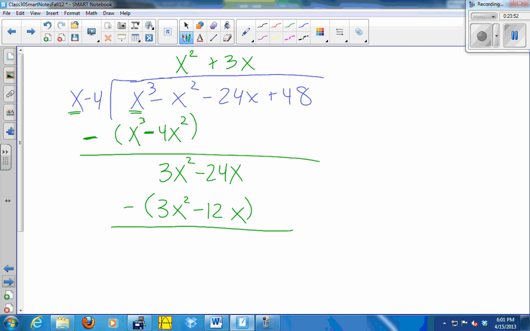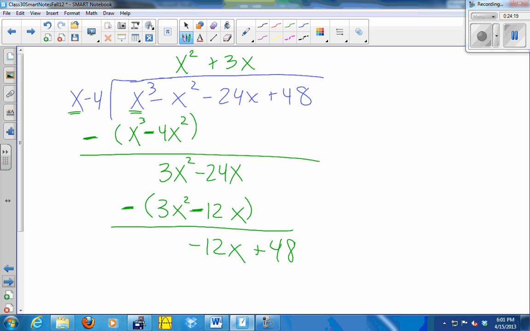So 3x squared minus 3x squared, those go away. Then you have negative 24x minus negative 12x. Negative 24 minus negative 12 is negative 12x, yep. And bring down the plus 48. And then we just do the whole procedure again.